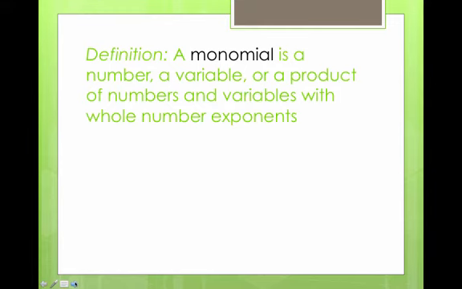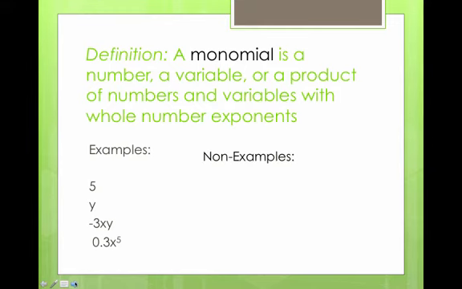So the first definition is of a monomial. That's a number, a variable, or a product of numbers and variables with whole number exponents. So I'm going to show you some examples of monomials and then some non-examples. Here's an example of a constant, that is a monomial. I've got a single variable, the monomial. This is the product of variables, also a monomial, product of variables and numbers actually. And here's the product of a variable. It is raised to a whole number exponent, so I'm okay with that being a monomial.